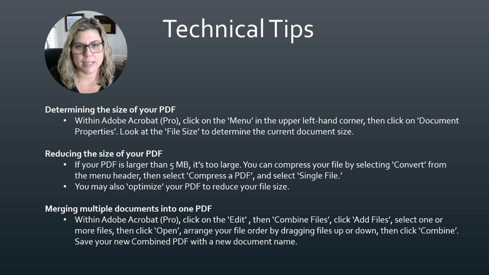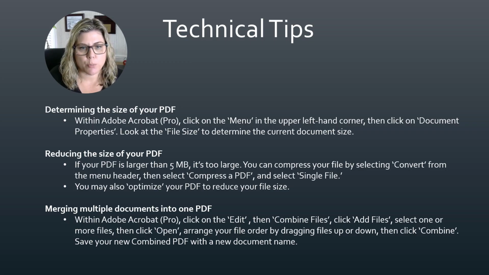If your file size is larger than 5 megabytes, you'll need to reduce it. In order to reduce the size of your PDF, you can compress your file by selecting Convert from the menu header, then select Compress a PDF and select Single File. You can also choose to optimize your PDF, which will reduce your file size.